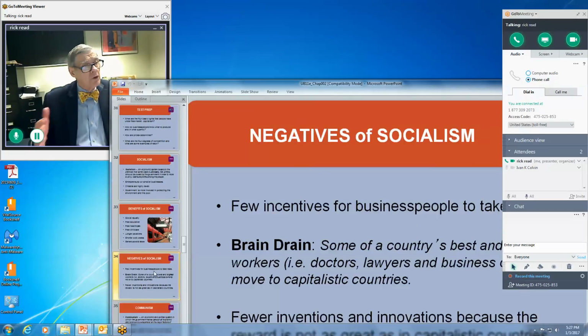There's some negatives. Fewer incentives for business people to take risks. There's a brain drain. Supposedly, I don't know how true this is, but it does seem to be at least partially true. And that is that some of the country's best workers will leave because they don't feel that they have freedom to do things. And fewer innovations and inventions.